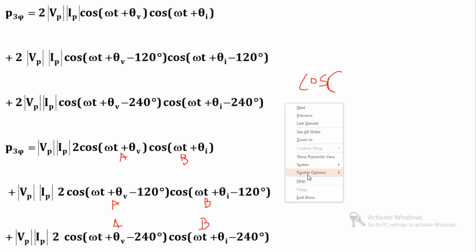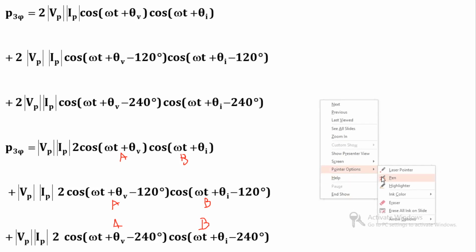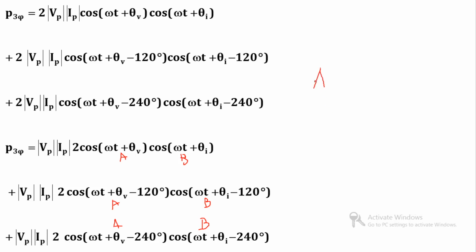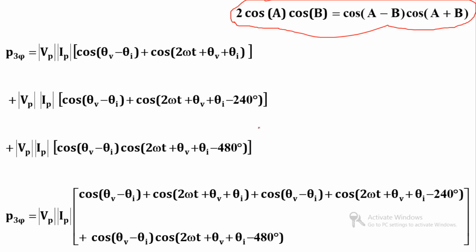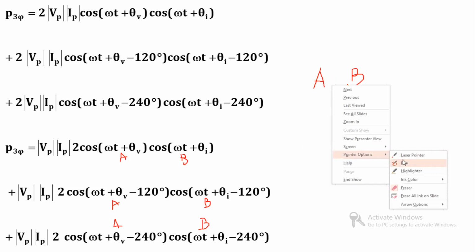So we have to do two types of calculation. First I will do A plus B, then we will do A minus B. Clear? Let me do A minus B first, because A minus B is mentioned first. So I will do A minus B.